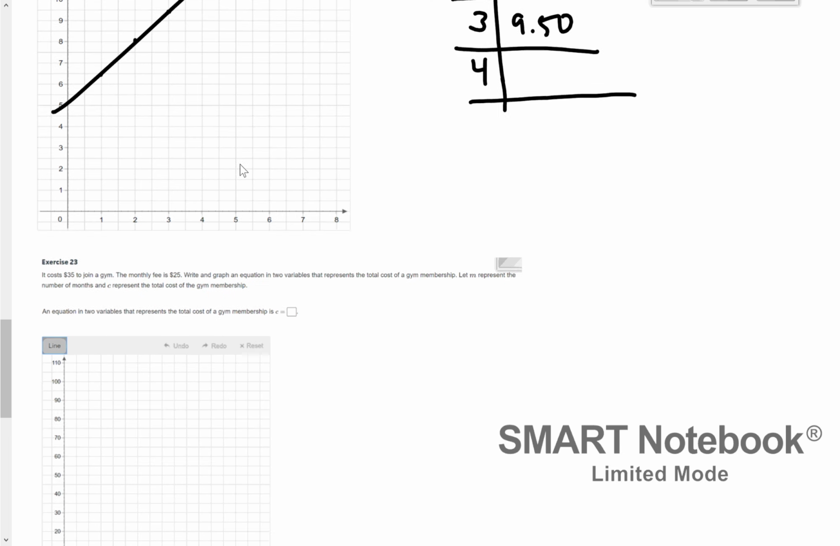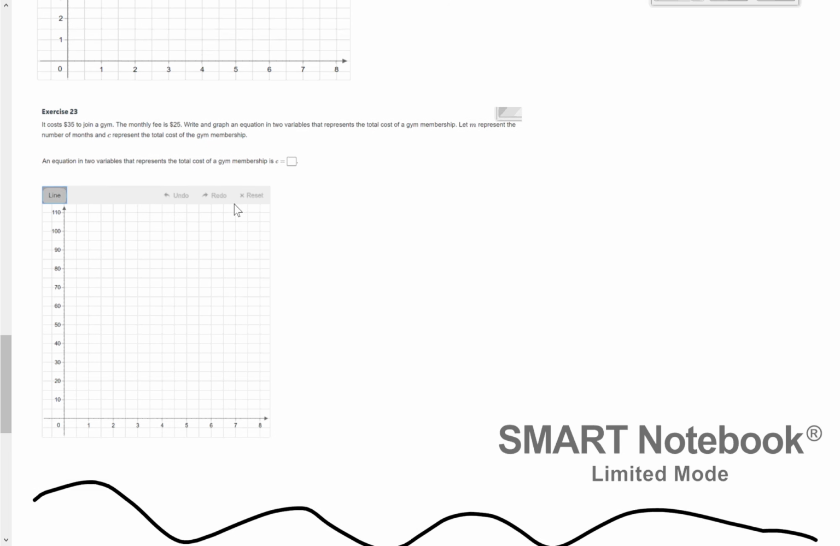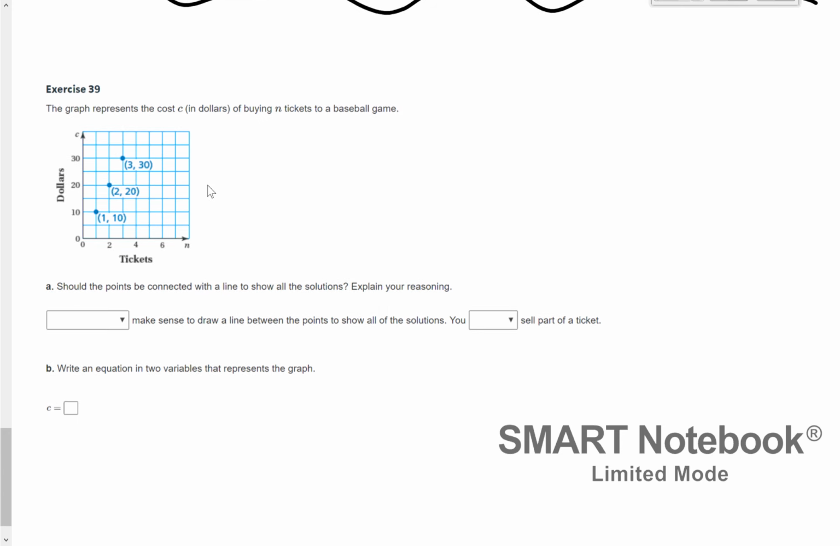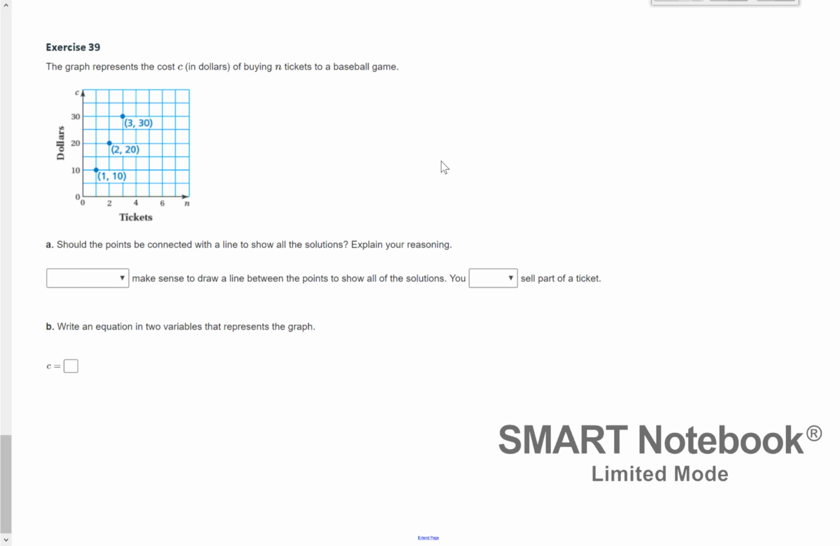Again, I want you to try exercise number 23 on your own, so we're not going to go through that. Last but not least, we have exercise 39. It's talking about connecting these dots for a line and then creating an equation. So we're going to kind of talk through this together. And I'm not going to tell you the answer, but I'm just going to read it to you and ask you some questions.